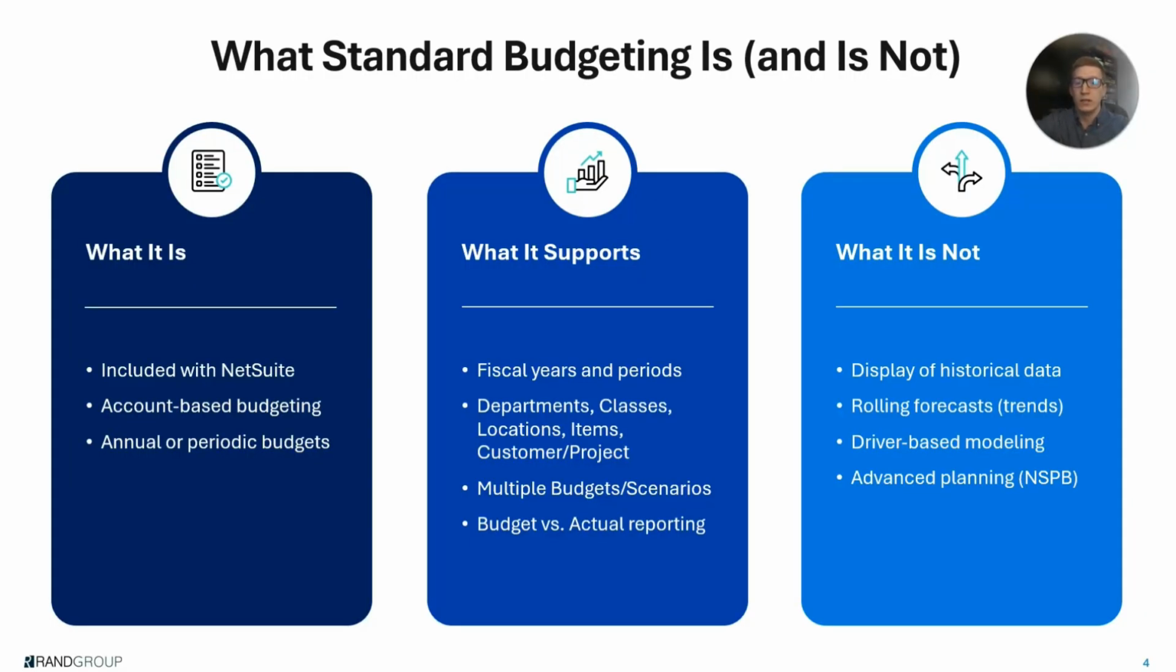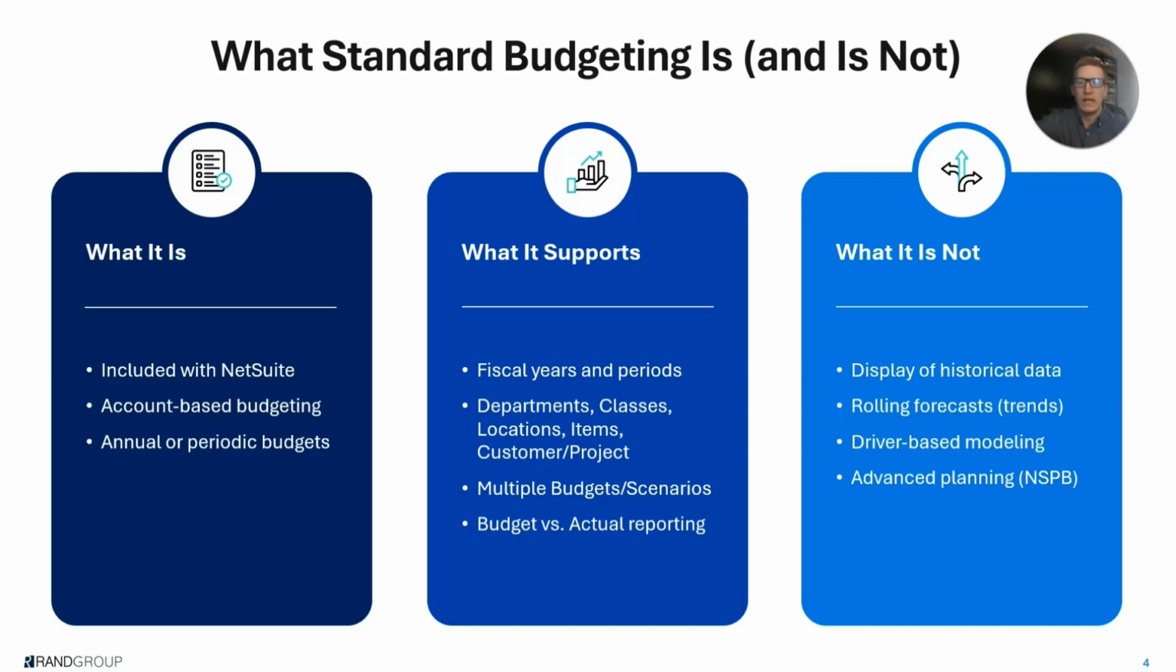Standard budgeting is included based on your chart of accounts and by period or fiscal year. It supports both fiscal year, so you could budget for the year, and by period, more common. The native classifications of department, class, and location, you may have those renamed in your environment, in addition to items, customers, and projects. I mentioned on the previous slide that standard budgeting does support multiple budgets or scenarios, and of course, supports the end goal of budgeting, which is budget versus actual reporting.